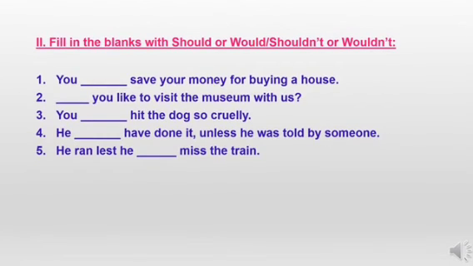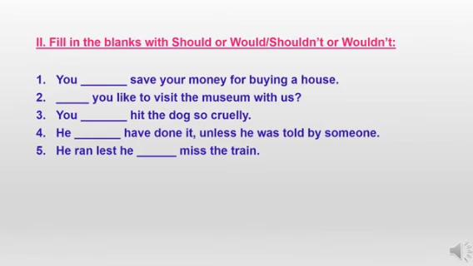The next activity is to fill in the blanks with should or would, shouldn't or wouldn't. The first question is, you dash save your money for buying a house. Second, dash you like to visit the museum with us. Third, you dash hit the dog so cruelly. Fourth, he dash have done it unless he was told by someone. Fifth, he ran lest he dash miss the train.